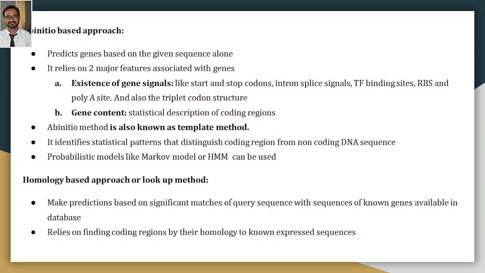The ab initio method is also known as a template method. It identifies statistical patterns that distinguish coding regions from non-coding regions. We have statistical patterns in coding regions on one side, and we compare that with the non-coding regions. So you can use probabilistic models like the Markov model or hidden Markov model, HMM, to get the statistical patterns for both coding and non-coding sequences.